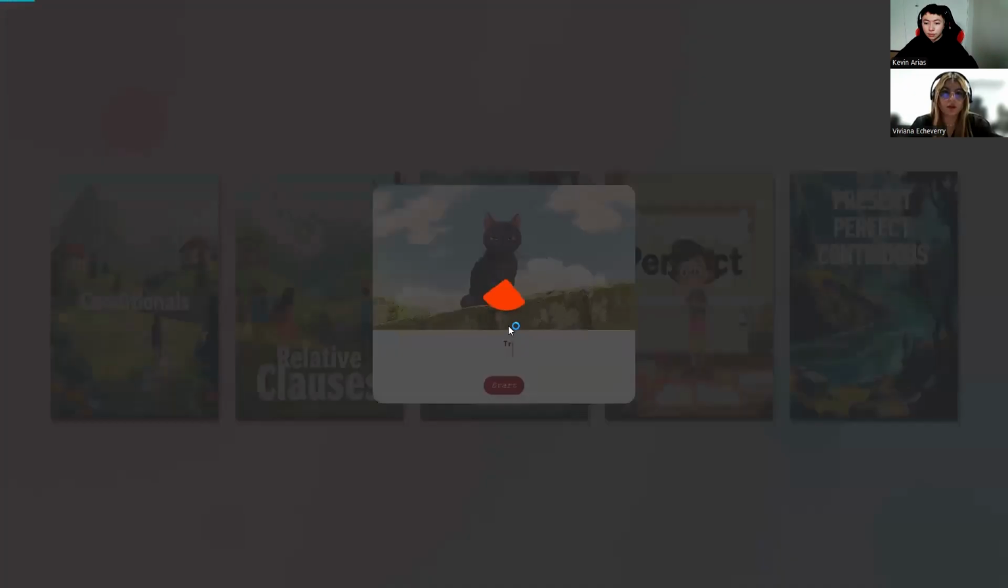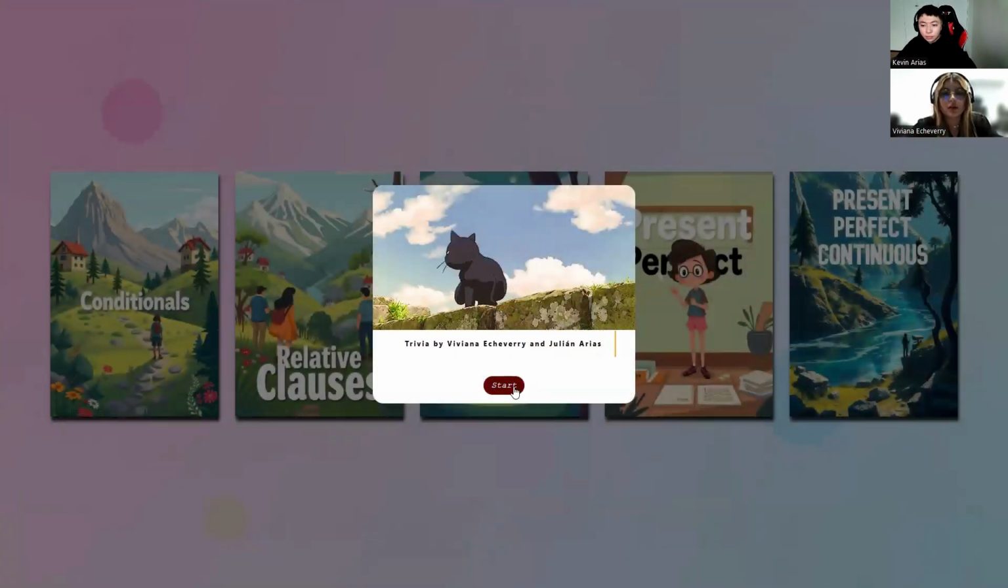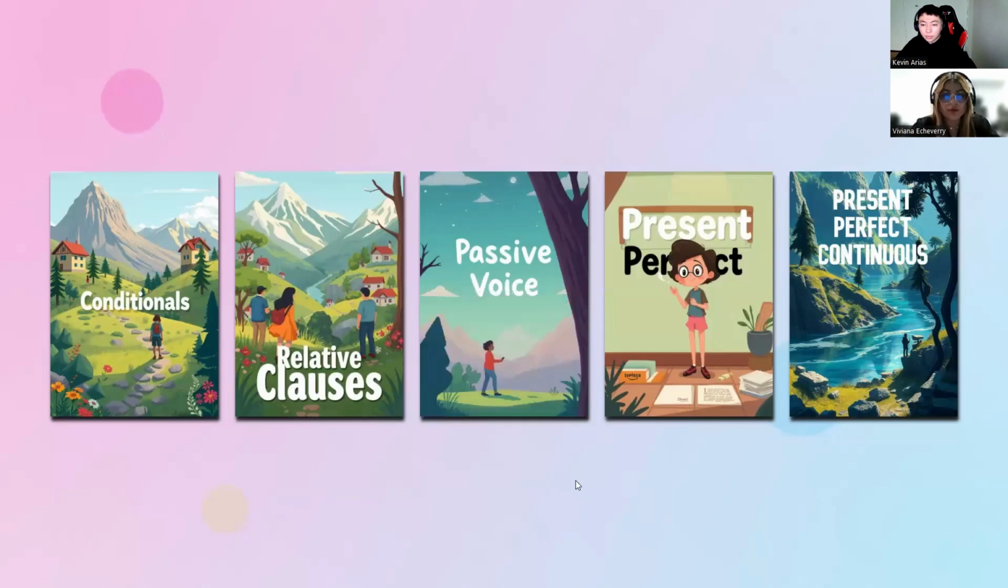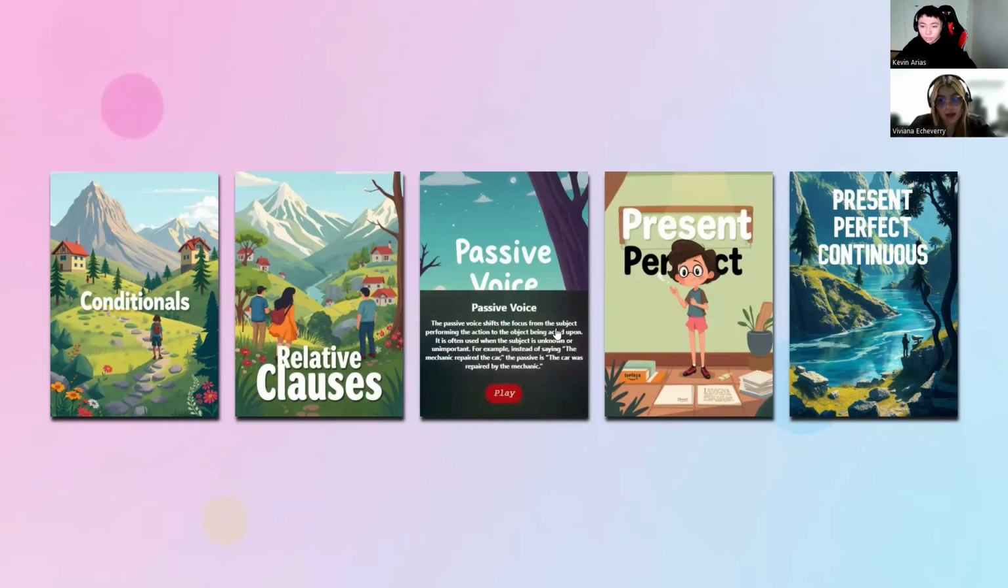Perfect. Okay. Now, let's talk about our third topic, that is passive voice. So, the passive voice shifts the focus from the subject performing the action to the object being acted upon. It is often used when the subject is unknown or unimportant. For example, instead of saying the mechanic repaired the car, the passive is the car was repaired by the mechanic.